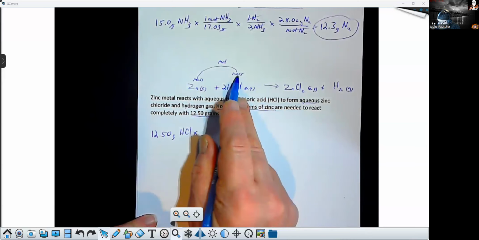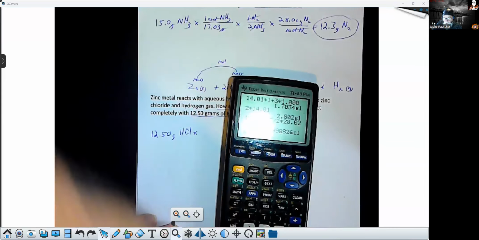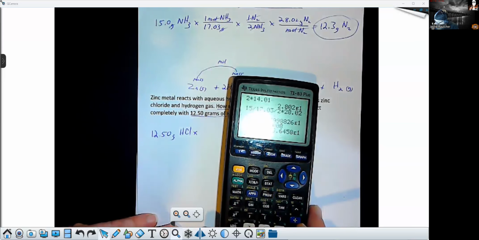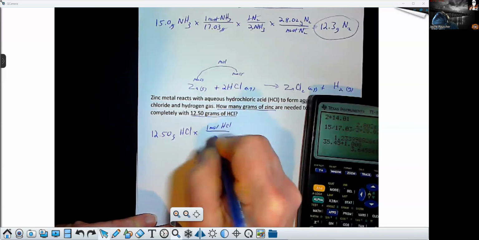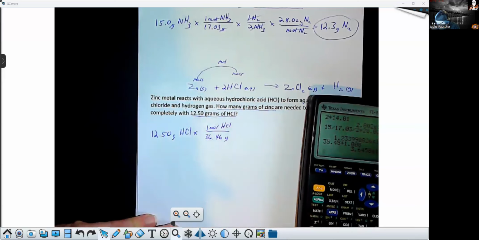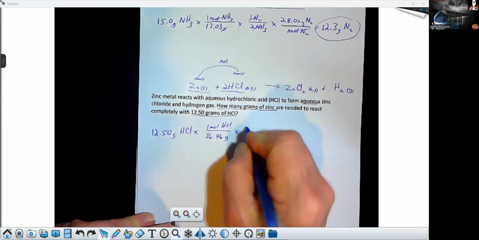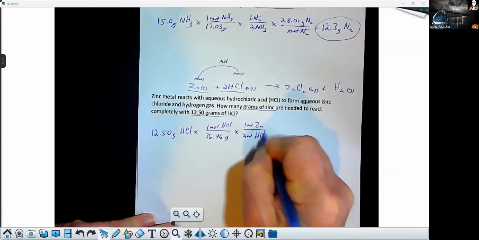In order to go from mass of HCl to moles, we need to use the molar mass of HCl. So chlorine is 35.45. So there's one chlorine, 35.45 plus one hydrogen, 1.008 equals 36.46. So that'd be 1 mole HCl per 36.46 grams. So now we're in moles of HCl. We want to go to moles of zinc, right? So we multiply then by the ratio of 2 HCl's and 1 zinc. So 1 mole zinc for every 2 moles HCl, right?